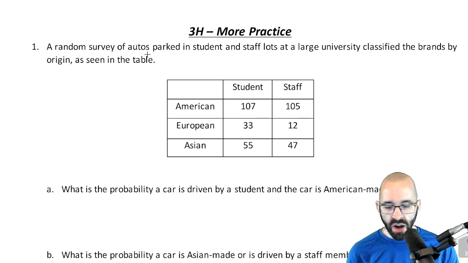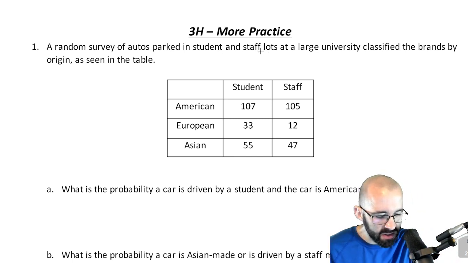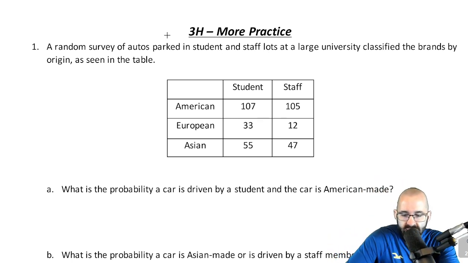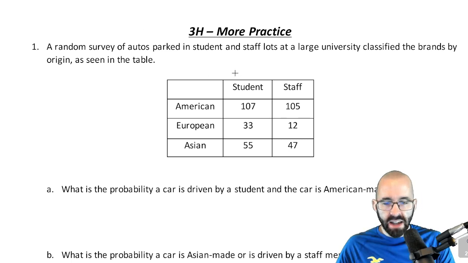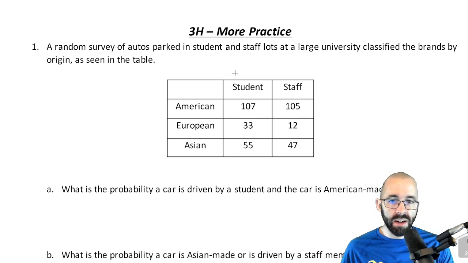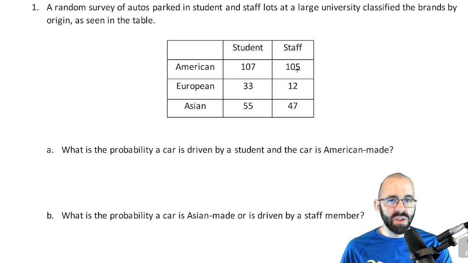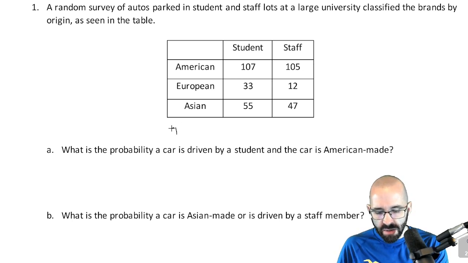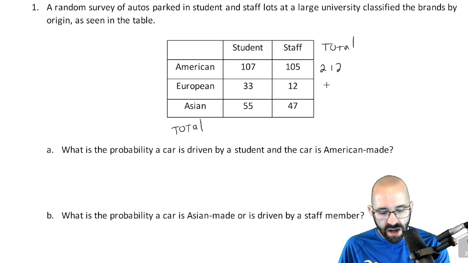There's a random survey of autos, cars, parked in student and staff lots at a large university, and they're classified by brands and origin as seen in the table. We got another contingency table right here. This time, we actually don't have the totals. Actually might be useful to find these, okay? You don't have to, but it's probably going to be helpful.